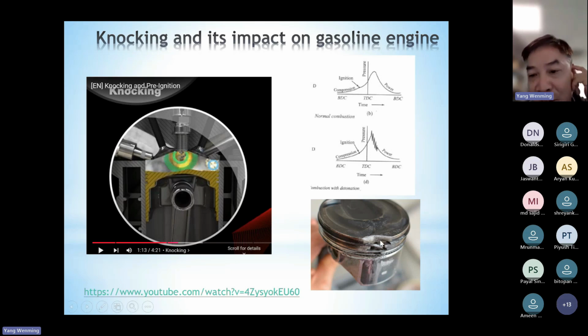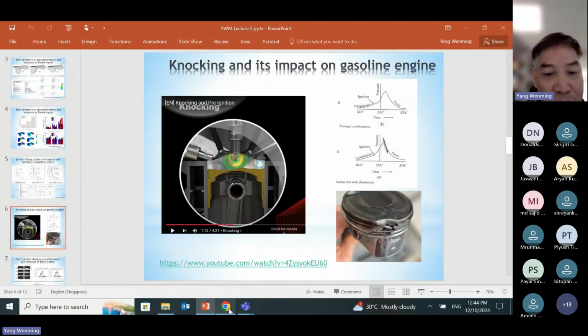So here we show you a picture. This picture shows a piston destroyed under this detonation combustion process. Now let me show you a video of how this kind of knocking or detonation combustion occurs.